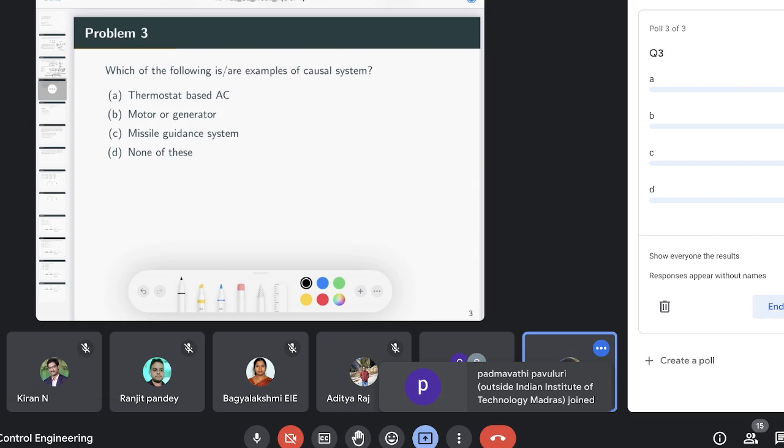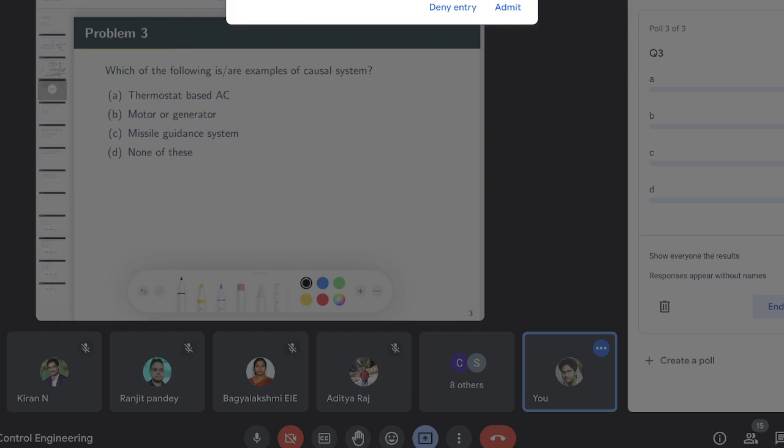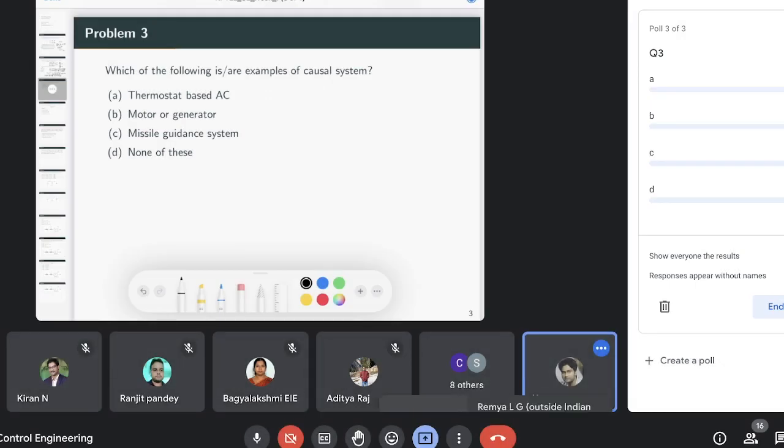I think you can see the poll. I had not launched it, and now I've launched it. You can see it now. I hope you can see the poll right now.